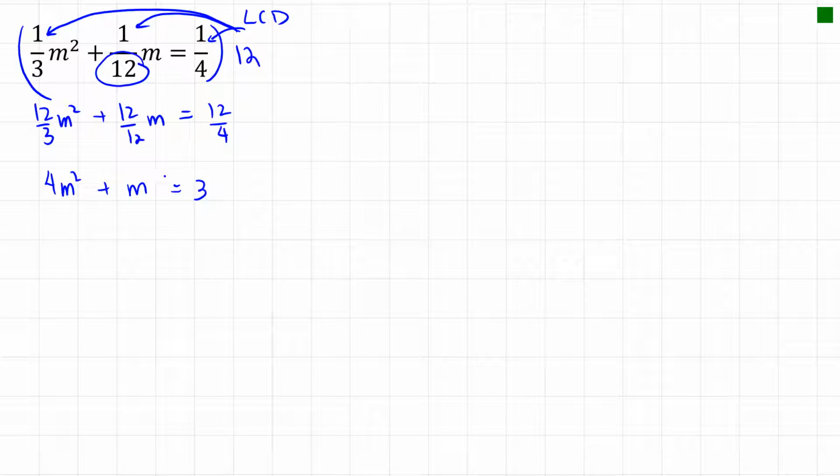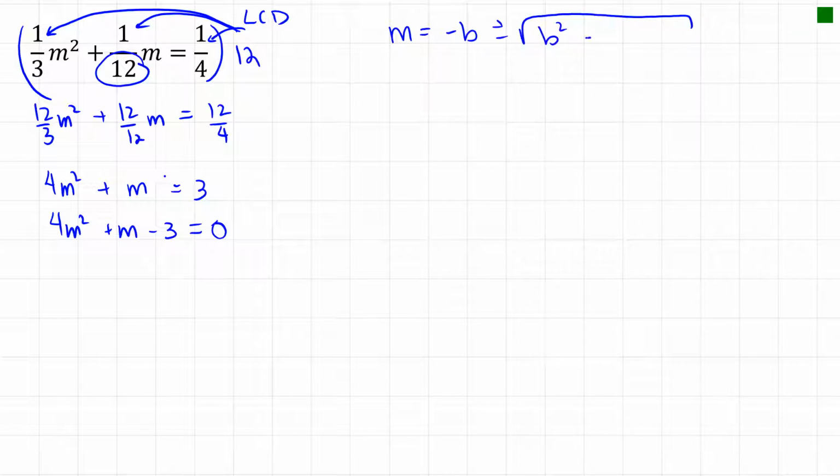Now I need a 0 on the right side, so I'm going to subtract 3 from both sides, and now I'm ready to use the quadratic formula. So m equals negative b plus or minus the square root of b squared minus 4ac, all over 2a. So to identify my coefficients here, a equals 4, b equals 1, and c equals negative 3.